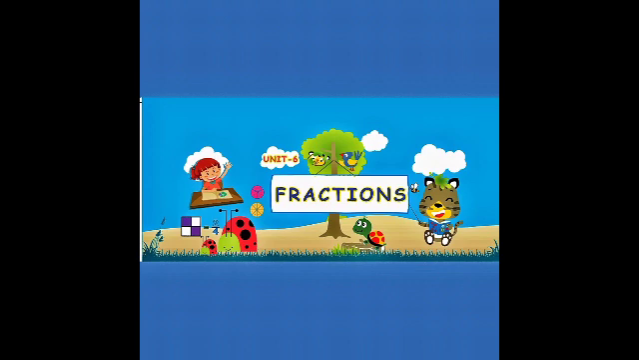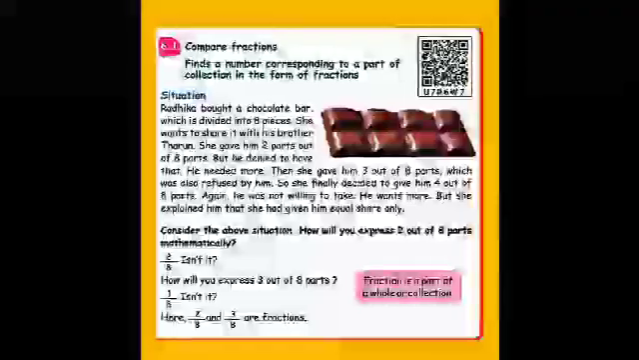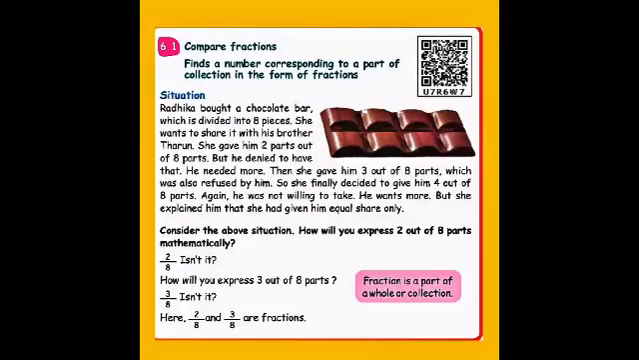Let's see the situation: Radhika bought a chocolate bar which is divided into 8 pieces. She wants to share it with her brother Tarun. She gave him 2 parts out of 8 parts, but he refused. He needed more. Then she gave him 3 out of 8 parts, which he also refused. So she finally decided to give him 4 out of 8 parts. Again he was not willing to take it. He wants more, but she explained that she had given him an equal share.